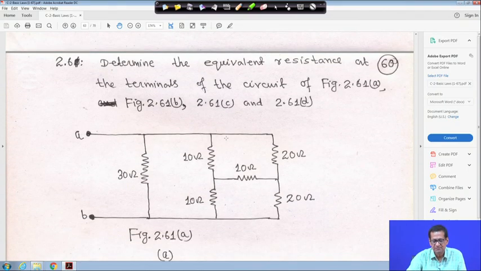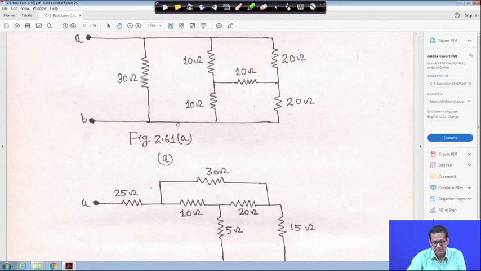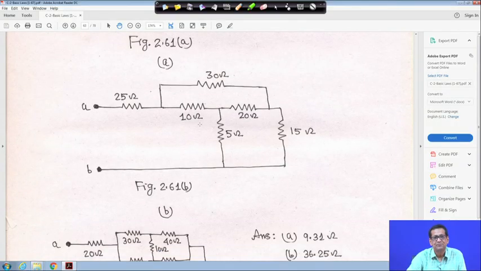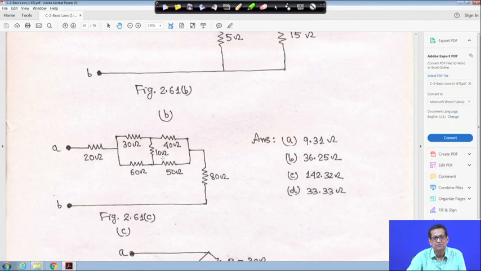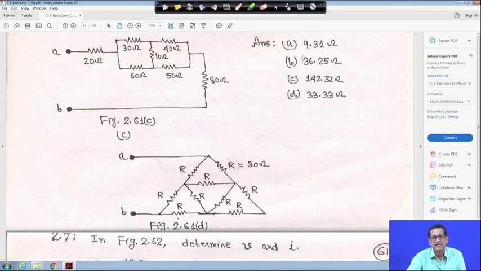Next problem is to determine the equivalent resistance at the terminals of the circuit. 4 circuits are given, one is 2.61 A, another is 2.61 B, another is 2.61 C, another is 2.61 D. This is for practice, 4 problems are given. This circuit is for the first problem, this circuit is for the second problem, this circuit is for the third problem, and all answers A, B, C, D are given. And this is the fourth problem. So, all the answers are given, right. The last problem answer is 33.33 ohm.